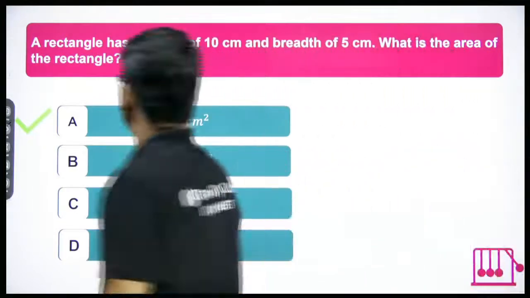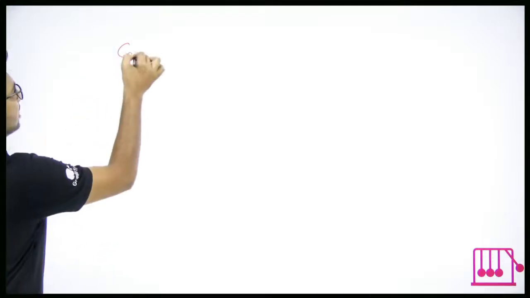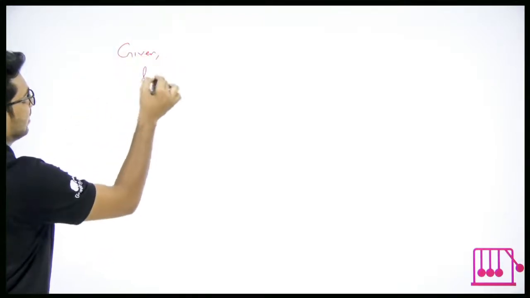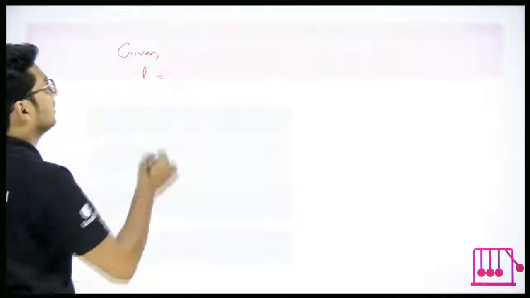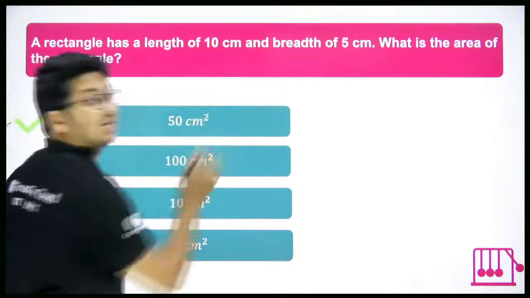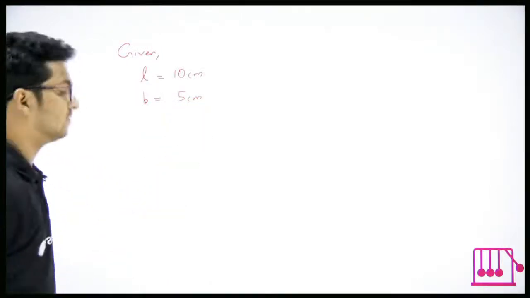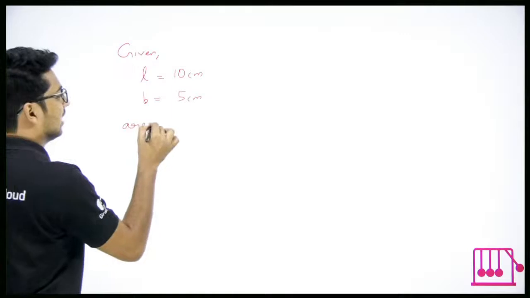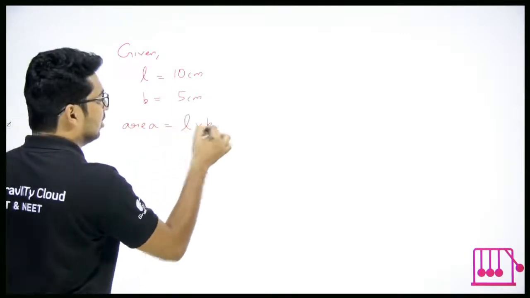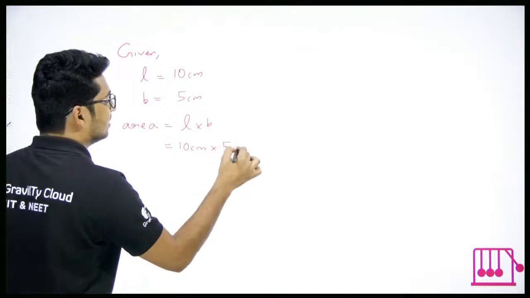Why? Very simple. Here let's write down the given information first. The given information is what? Length is given as 10 centimeter. Breadth is given as 5 centimeter. What about area? Area is equal to length into breadth. Length is 10 centimeter. Breadth is 5 centimeter.